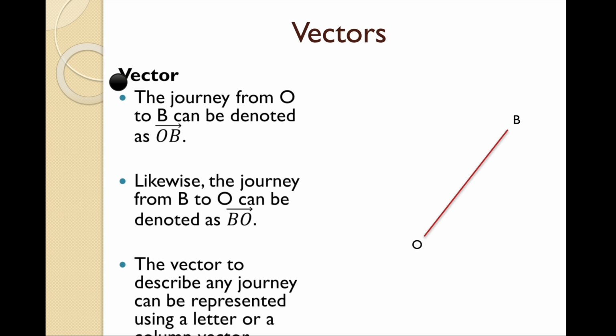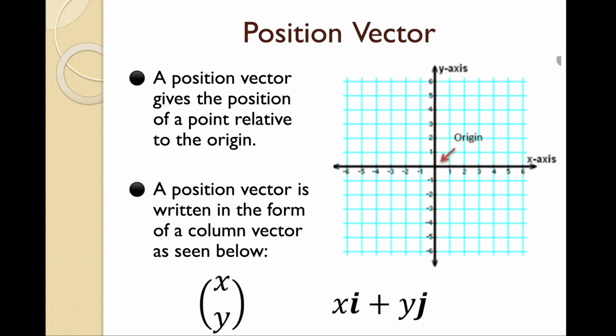All right, so we finished now? Okay, a position vector gives the position of a point relative to the origin. Y'all know what the origin is. Right here is the origin. The origin is this point right here.